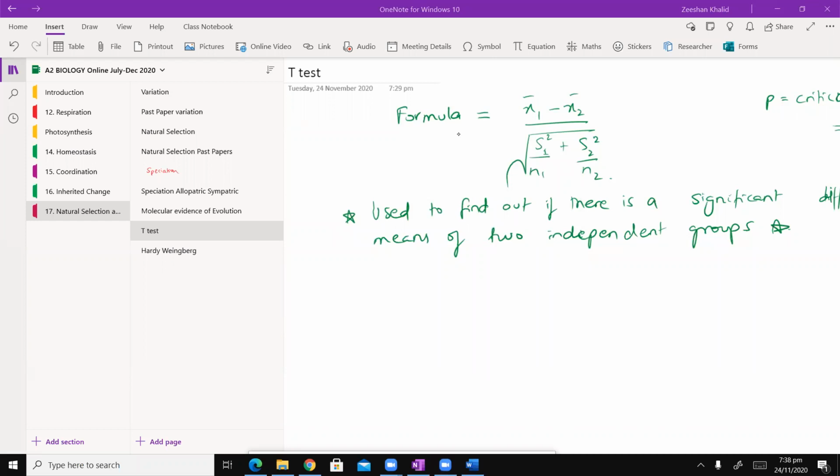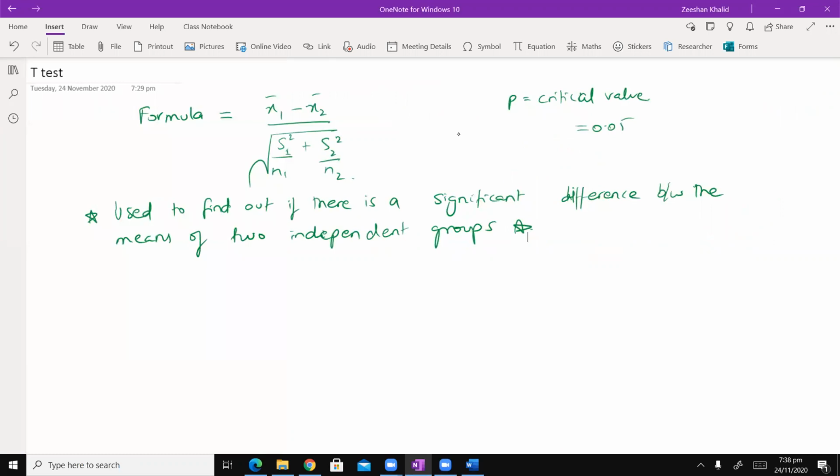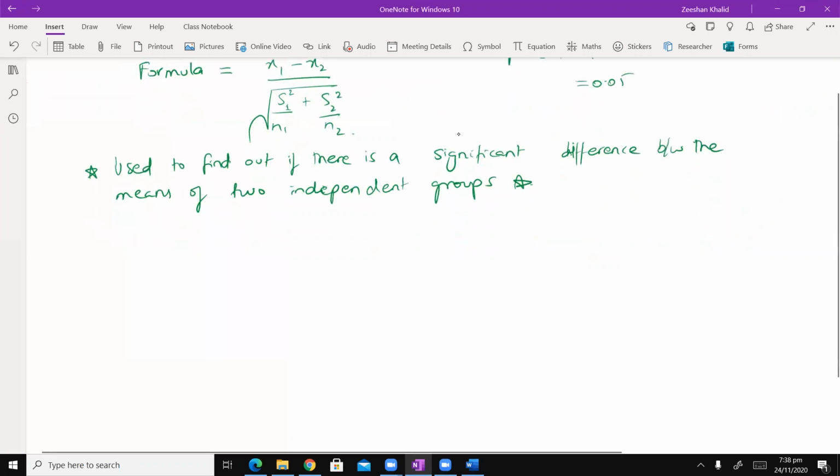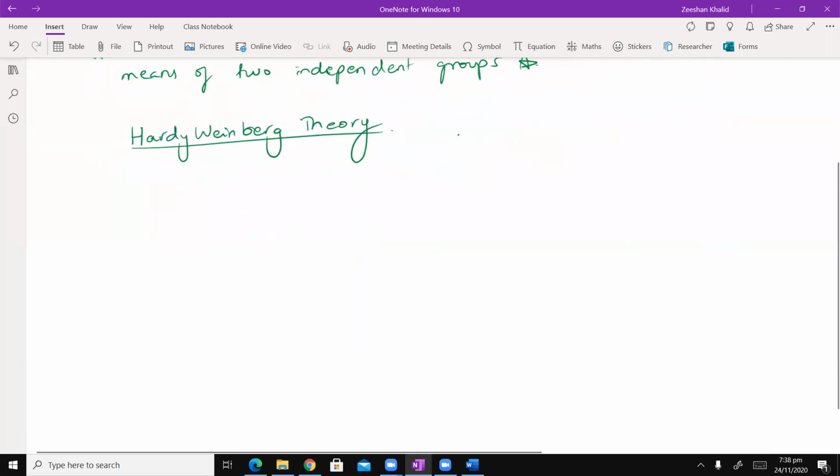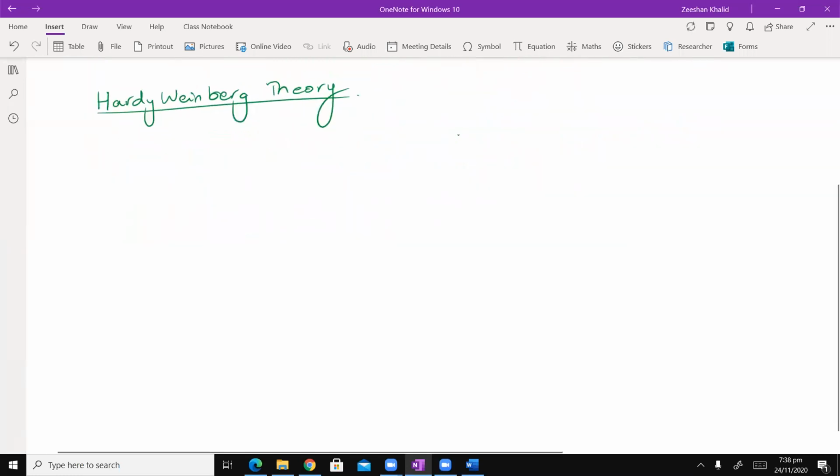So let's begin. The next thing that we're doing is what is known as the Hardy-Weinberg theorem. There are two aspects to this. There is a mathematical derivation part. We don't need to go into that. As a concept, we need to understand. So I will quickly explain, and then we will jump on to a past paper question for Hardy-Weinberg theory.